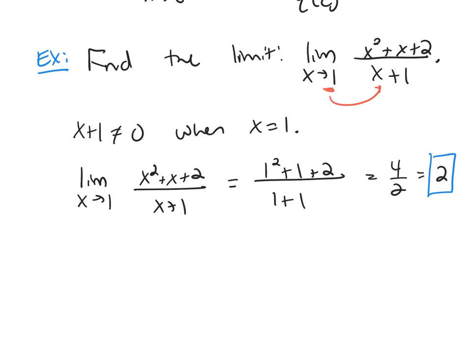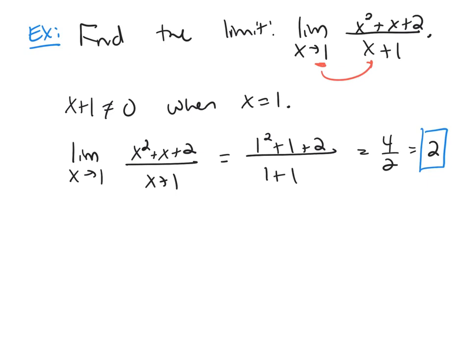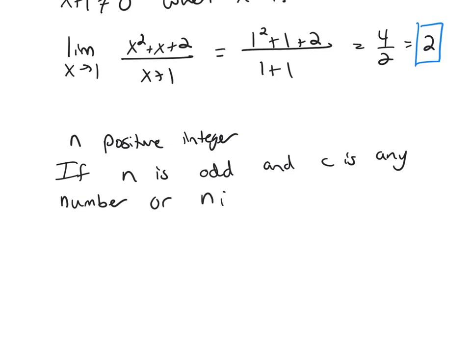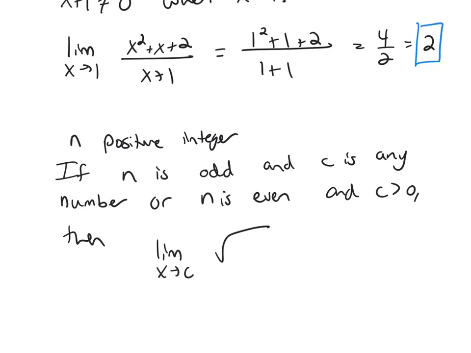Now we've talked about rational functions, what about if I have roots? I'm just going to state the general rule first. If n is a positive integer, and if n is odd, and c is any number, or if n is even, and c needs to be positive, then the limit as x goes to c of the nth root of x, you can just plug in c for x. We can just do substitution here.